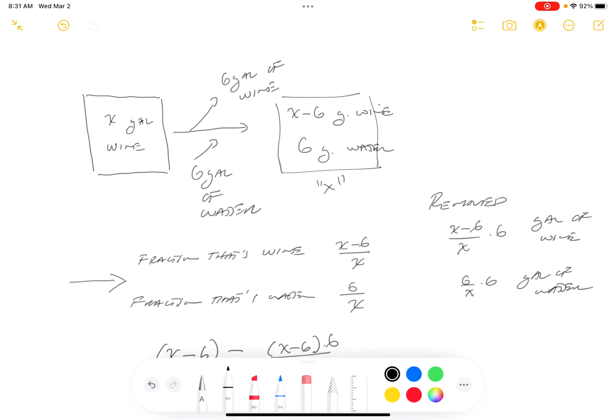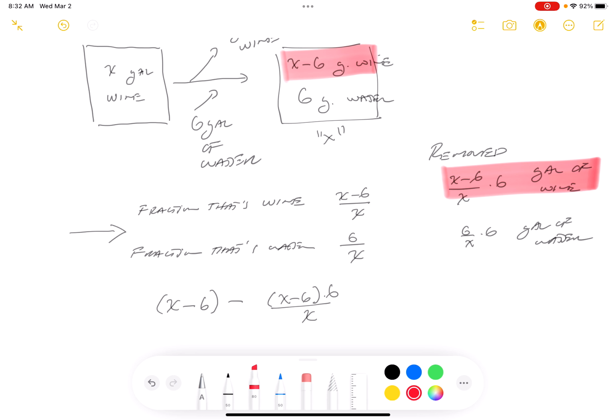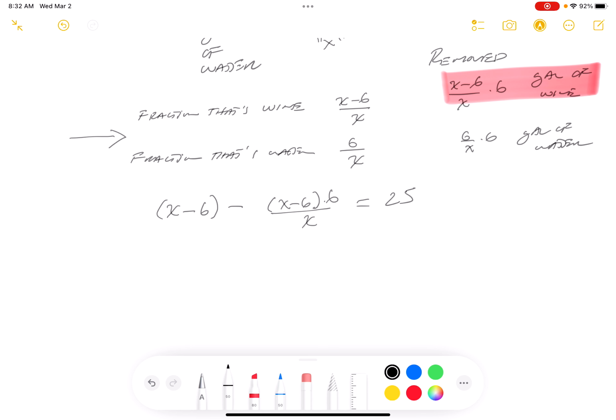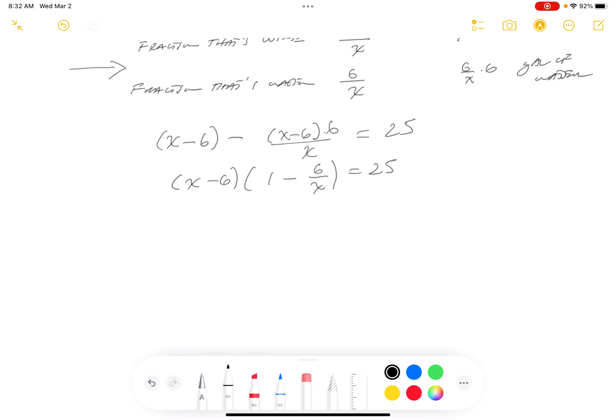Let me get my highlighter out. This is what I had. This is what I removed. They tell me that's equal to 25. Oops, sorry about that. Okay, I got to solve the equation. Certainly the way I'm going to do it, I'm going to factor out X minus 6 first. I'm no longer thinking about the words in the problem. This would be X minus 6 times 1 minus 6 over X equals 25. Gee whiz, I'm going to multiply both sides by X.